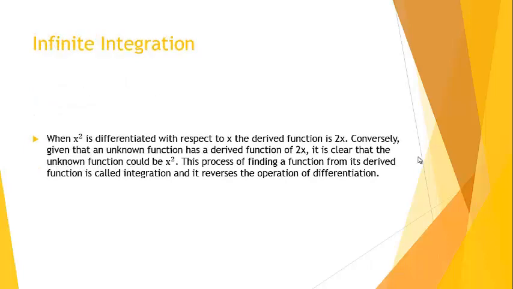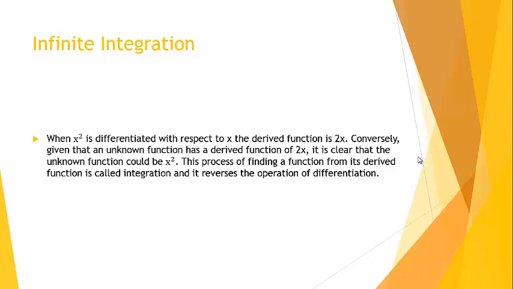Infinite integration. When x squared is differentiated with respect to x, the derived function is 2x. Conversely, given that an unknown function has a derived function of 2x, it is clear that the unknown function could be x squared. This process of finding a function from its derived function is called integration, and it reverses the operation of differentiation.